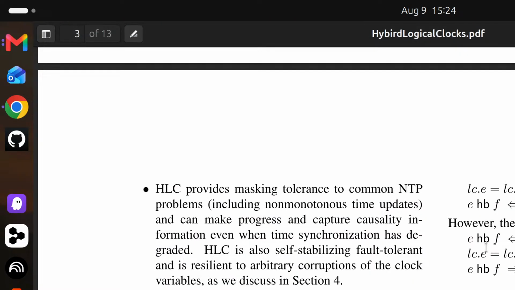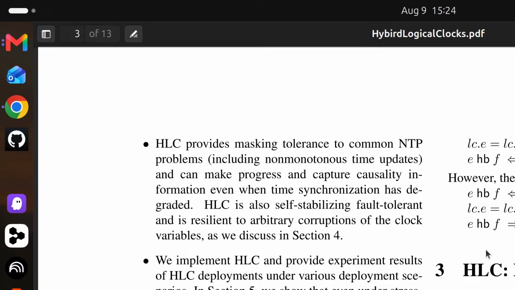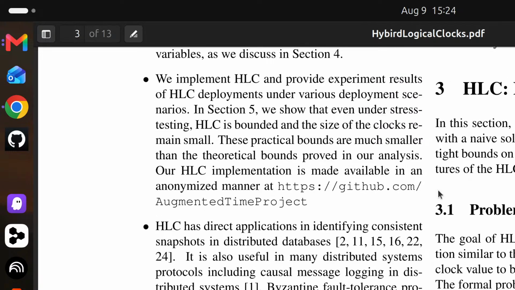Next thing, what are the HLC, hybrid logical clock, rules? In this section, we introduce our HLC algorithm, starting with a naive first solution. We then prove correctness and tight bounds of HLC. We also elaborate on the useful features of the HLC in our distributed system. The goal of HLC is to provide one-way causality detection similar to that provided by LC.